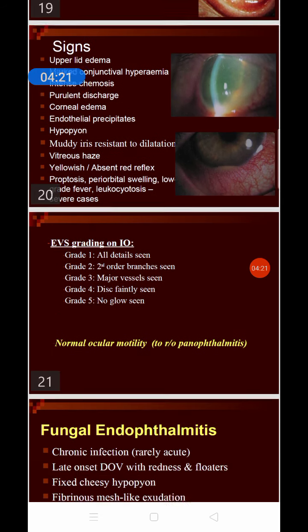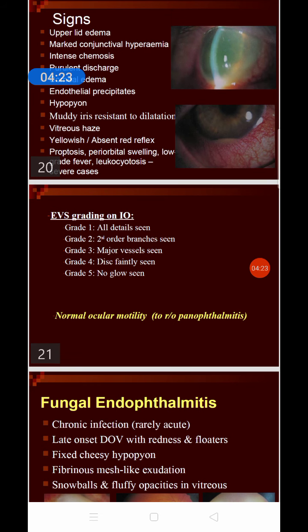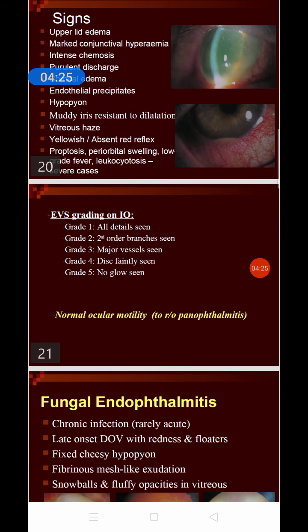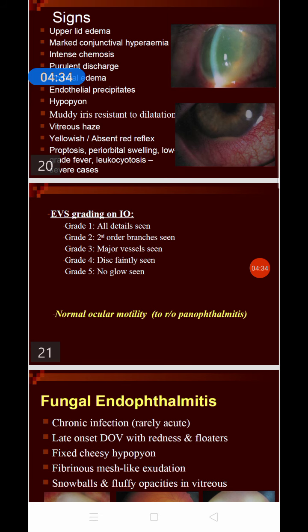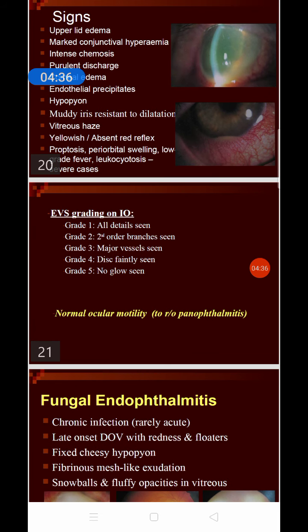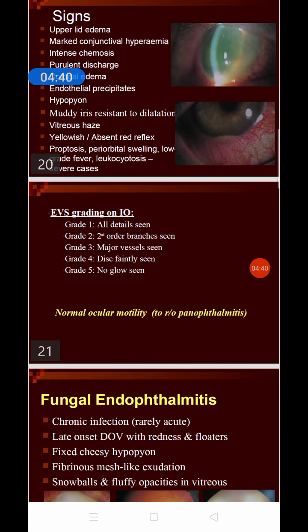So, EVS grading, depending upon the appearance of the fundus picture: grade 1, all details can be seen; grade 2, second order branches seen; grade 3, only major vessels can be seen; grade 4, only the disc can be seen faintly; grade 5, you don't see any structures, you don't even see the glow.